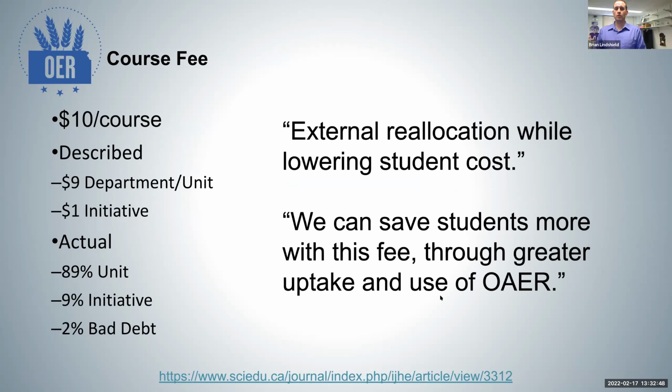Okay, next one's Lee. As far as how it works for us, it's a $10 per course fee. To describe it in simpler terms for an external audience: of the $10 fee, $9 goes back to the department or unit that teaches that course, so most of it goes back to wherever the course is being taught. $1 goes back to the initiative, and we can put that back out as grants to continue to support the uptake of open alternative educational resources.